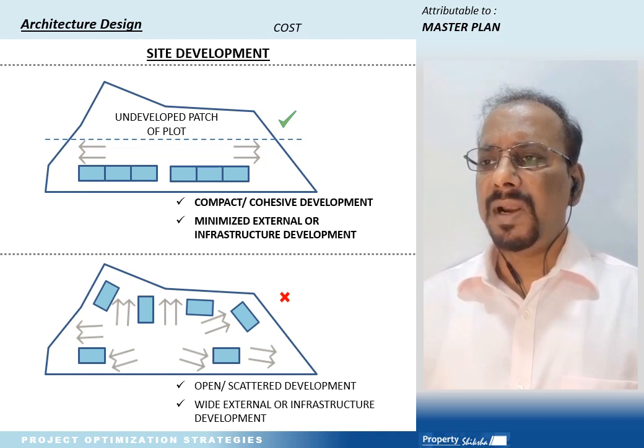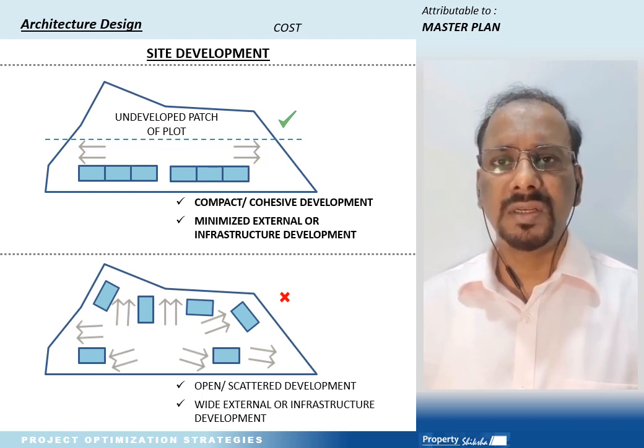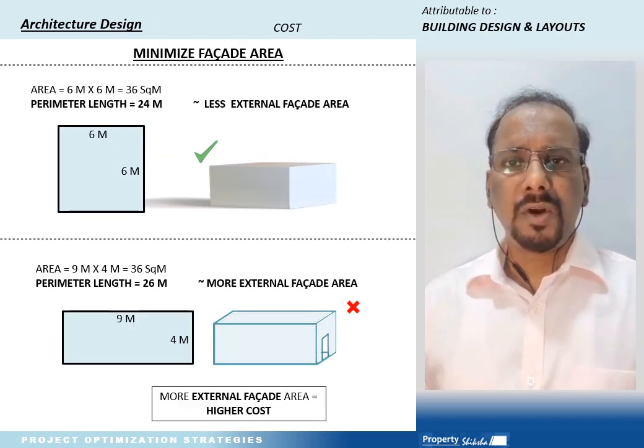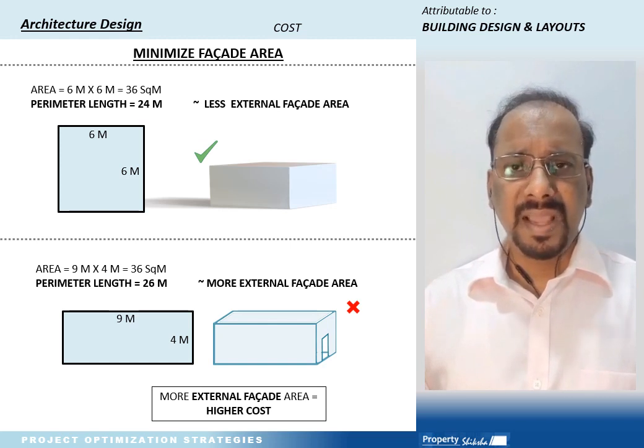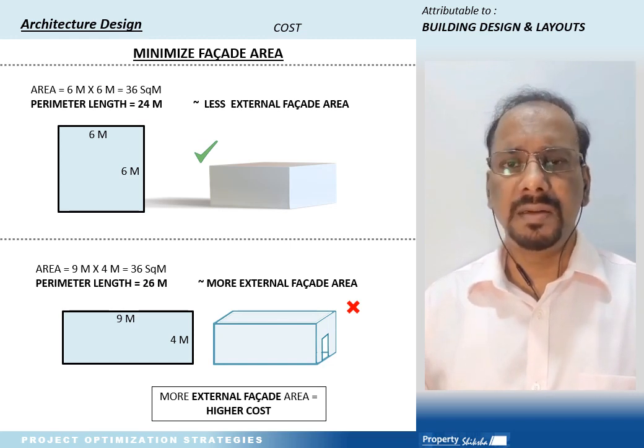Though this completely depends on the product launch strategy, still this is one of the project optimization strategies related to cost. Under project optimization strategies, my next point affecting the cost of the project and attributable to building design and layout is related to architecture design.